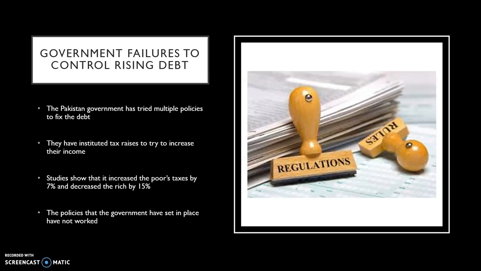Okay, so what has the government done to help pay back the debt, you might ask? Well, they tried a few policies to get the debt under control. They have not been successful so far. They have instituted tax increases, which is the main way that they've tried, but studies show that they have failed and that they actually only increased taxes on the poor by about 7%, while also decreasing the tax on the rich by 15%. So overall they gain less money and were able to pay less towards the debt.